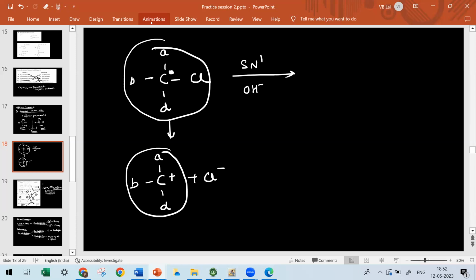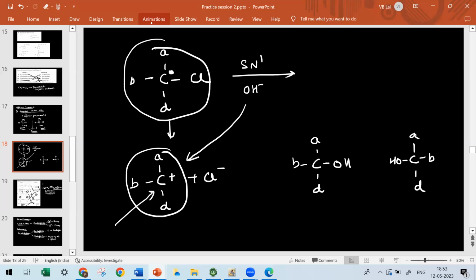If I am having a reaction with OH minus, NaOH, OH can attach from two sides. It can attach from here or it can attach from there. So what are the two products I will get? I will get C with A, B, D and OH here. The other case will be C with OH here, and A, B, and D. Can you see? They are mirror images of each other. So there is a 50% chance of getting the D isomer and a 50% chance of getting the L isomer.